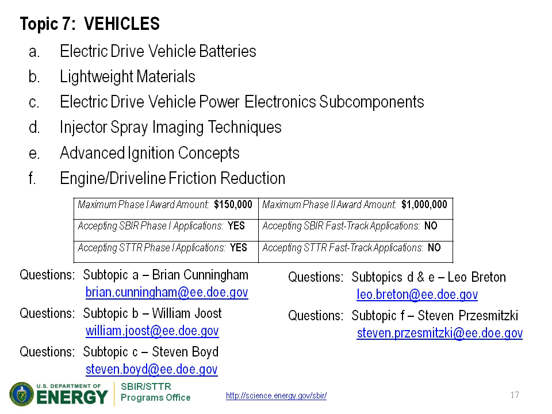And finally, talking about subtopic F, I believe Steve Przemyski is on the line. Steve, if you're there, do you want to go ahead and give a few comments?